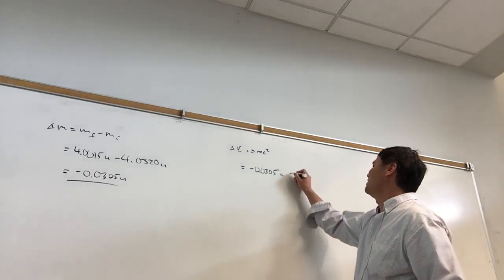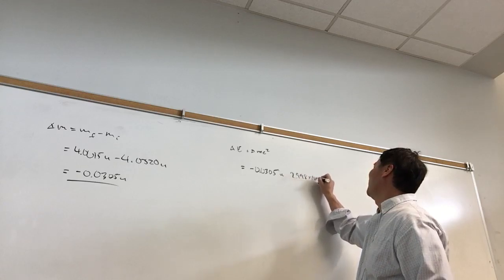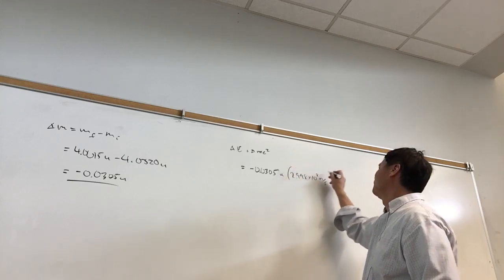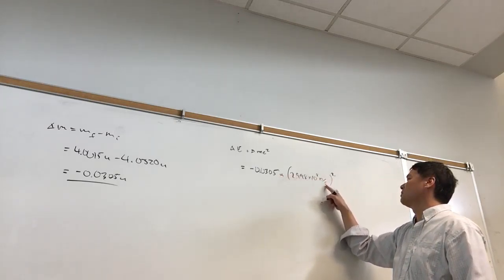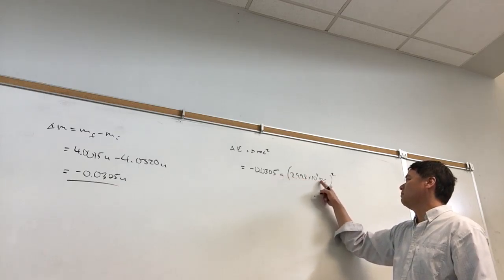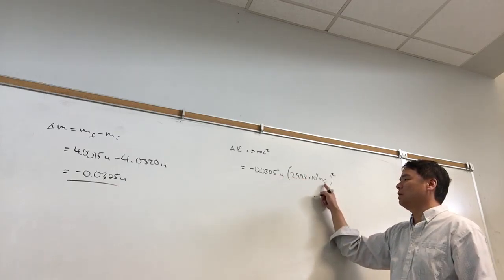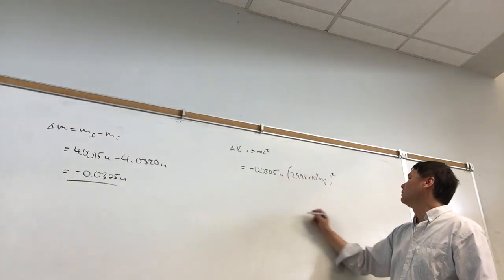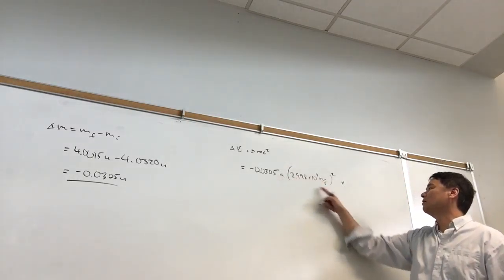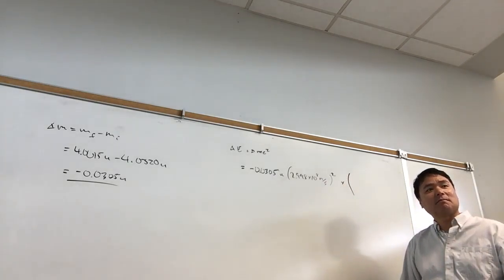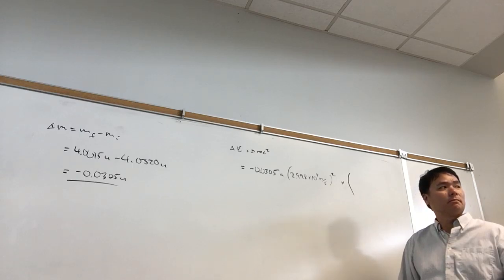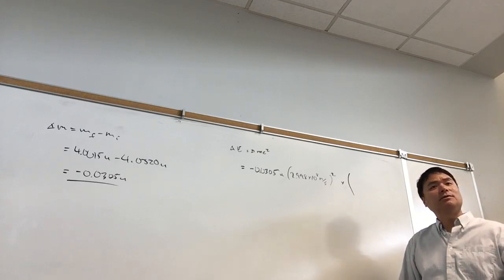Anyway, c is 2.998 times 10 to the 8 meters per second. Now the units are very weird because it's going to be U times meters squared per second squared. But mass times meter squared per second squared is actually a joule if this were in kilograms. And so we're going to convert U into kilograms. How many U are there in a gram? Don't look it up. You should know this.